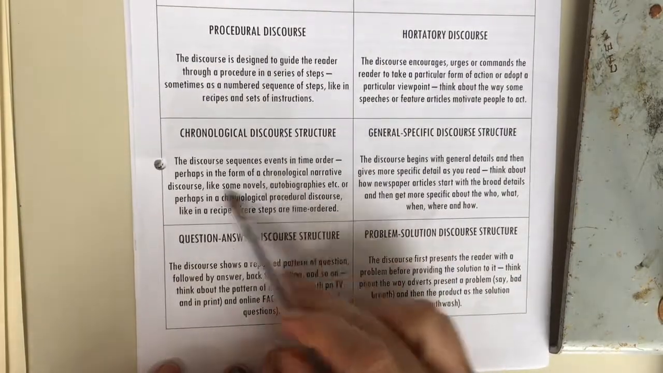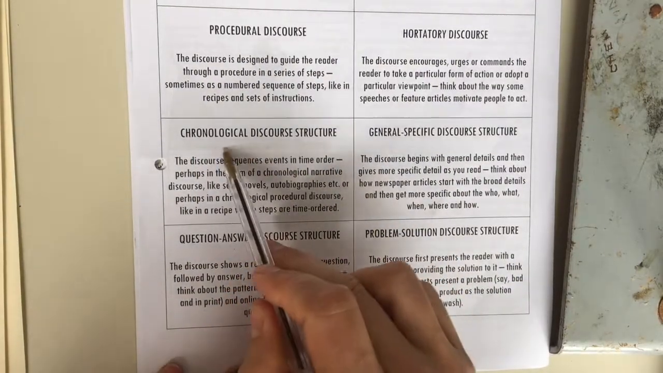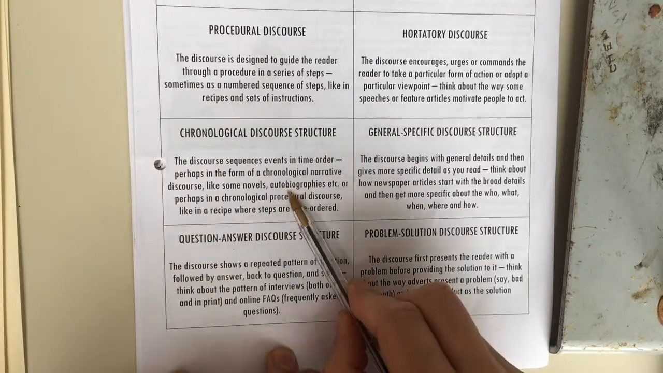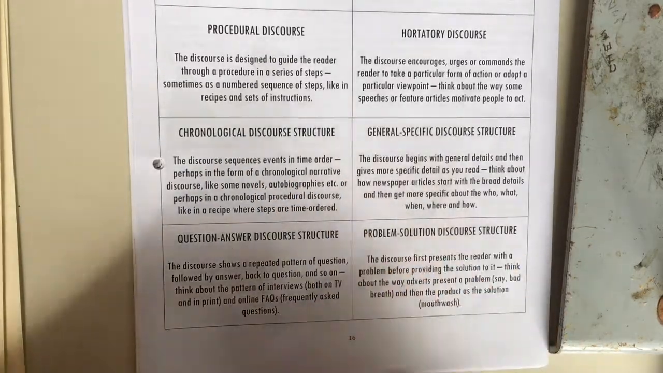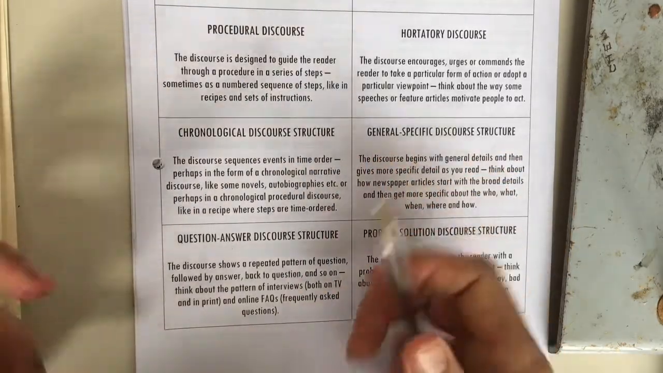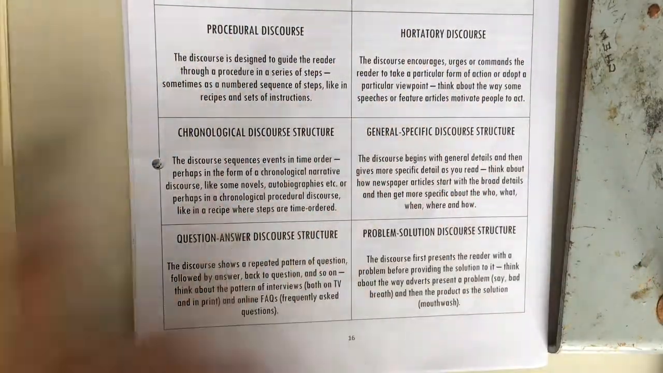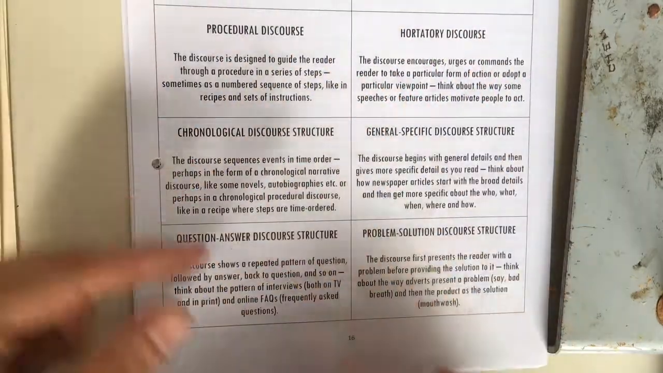Next one would be chronological. This word will come up in lots and lots of subjects, and means in time order. Some autobiographies, some novels, and other types of texts are often in the order in which things happened, but you might have other ones that are non-chronological in structure, where you might have flashbacks, etc.